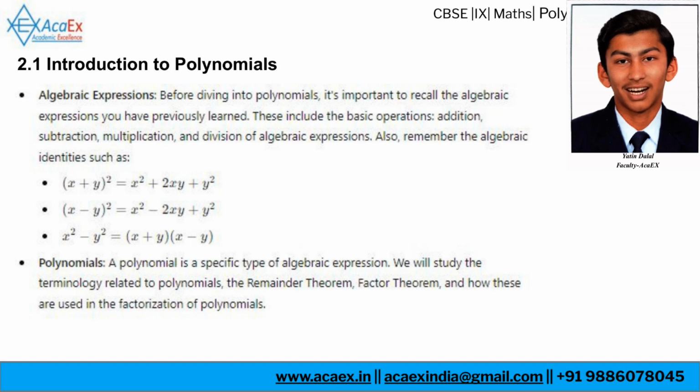Also, remember the algebraic identities such as (x + y) squared equals x squared plus 2xy plus y squared, (x - y) squared equals x squared minus 2xy plus y squared, and x squared minus y squared equals (x + y) times (x - y).